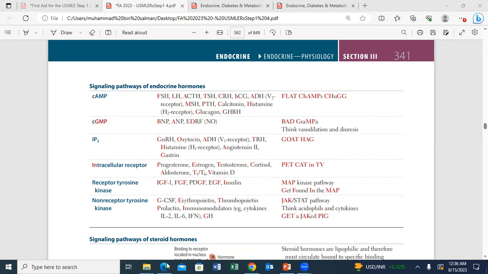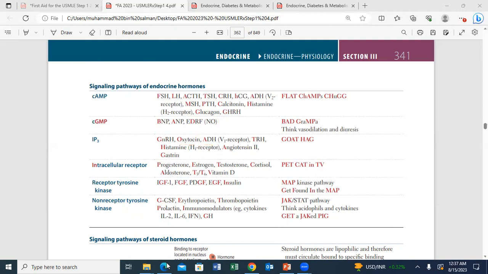So cyclic AMP is used by most of the stimulating hormones. I mean, most of the hormones of the pituitary gland and the hypothalamus use either this or this. Although we have already studied growth hormone and prolactin, these were the exceptions. The growth hormone and prolactin of the pituitary use non-receptor tyrosine kinase. Posterior pituitary hormones use inositol triphosphate. As you can see, oxytocin is a posterior pituitary hormone and ADH is a posterior pituitary hormone.